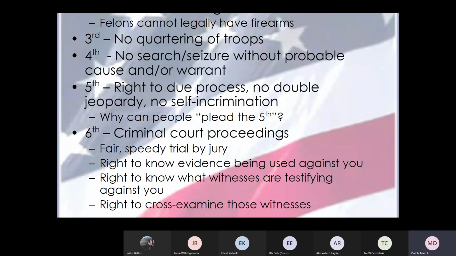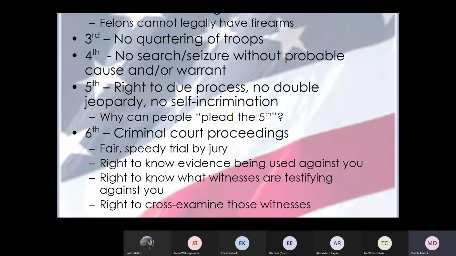Due process. So, no self-incrimination. They can't be like, Mr. Doff, did you steal that stuff? I'll be like, I plead the fifth, right? I didn't. I don't want to talk about it. Number 6, criminal court proceedings: fair, speedy trial. That's nice, right? You don't want to be sitting in jail for 3 years without them charging you with something. Right to know the evidence being used against you. Great, all these different things.